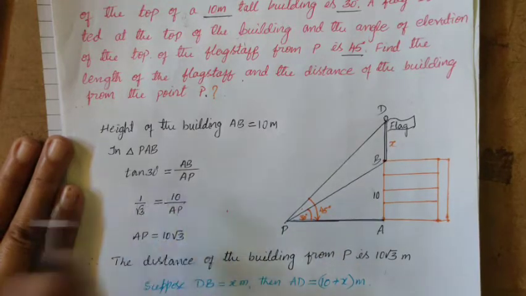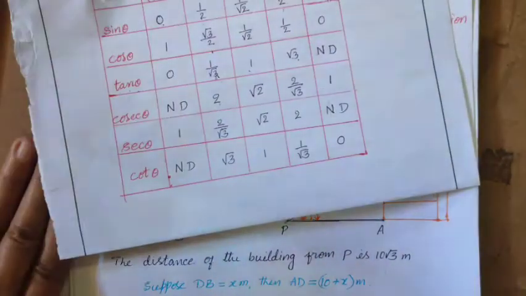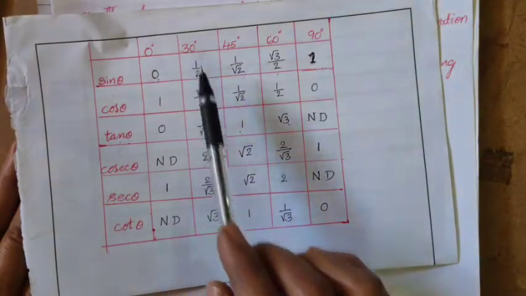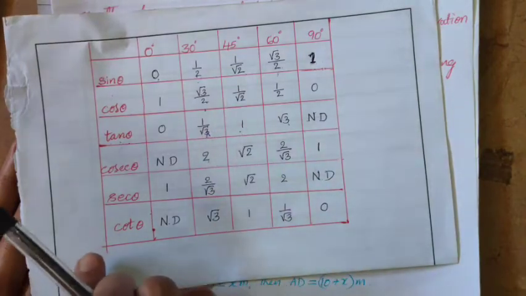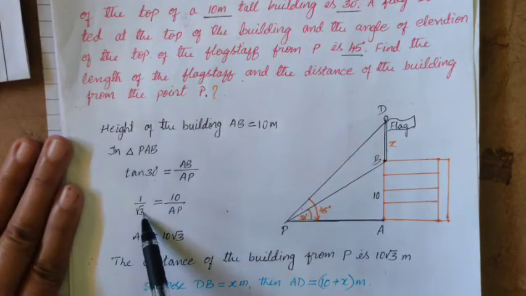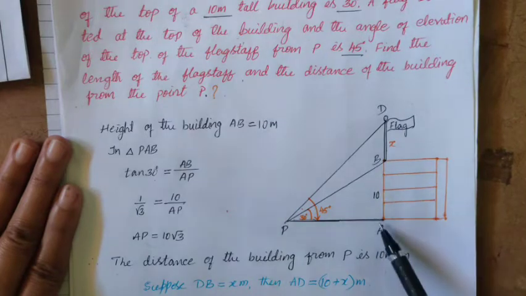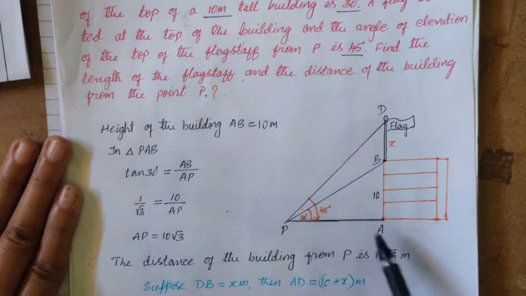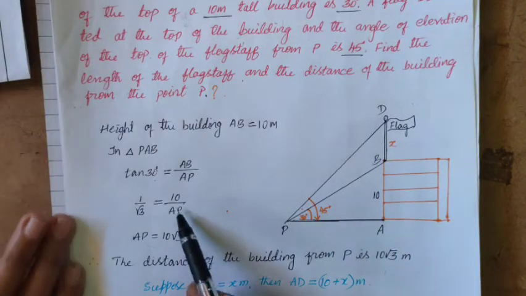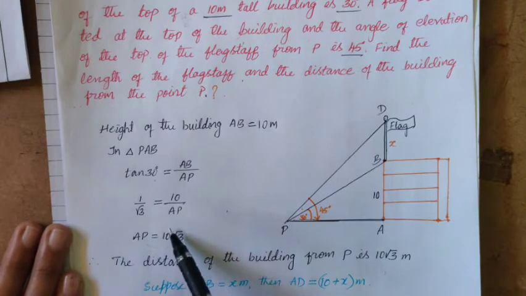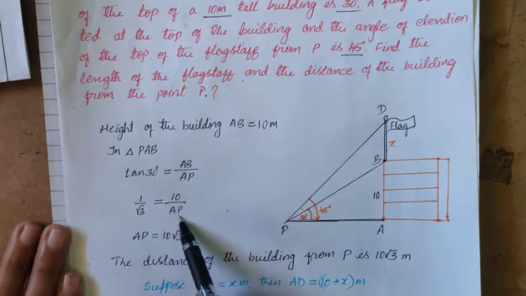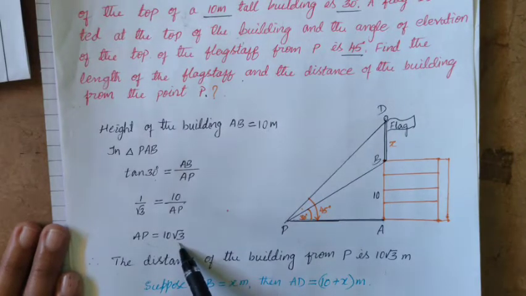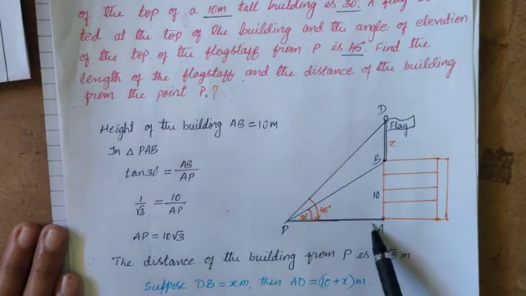What is the value of tan 30? You can use the chart. Tan 30 is 1 by root 3. So write 1 by root 3 here. Write AB length is given, that is 10. So write AP, this is opposite divided by adjacent side. Now you can cross multiply them. Then AP into 1 is AP and 10 into root 3 is 10 root 3. So AP is nothing but 10 root 3.